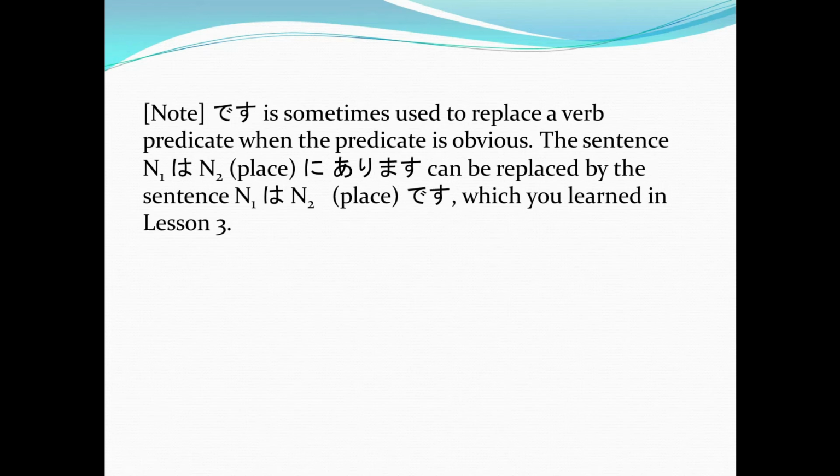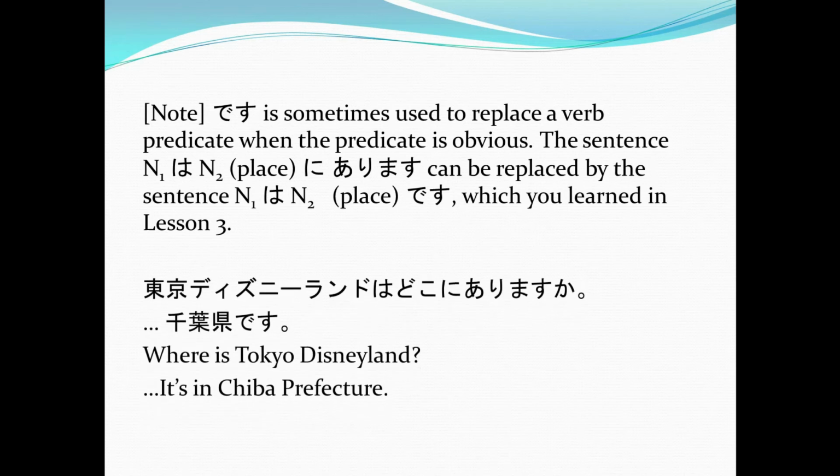For example, Tokyo Disneyland wa doko ni arimasu ka? Or where is Tokyo Disneyland? So, we could say Chibaken ni arimasu, or if you want to answer shortly, Chibaken desu. Or in English it's the same as saying it's in Chiba Prefecture. Note that you can only replace arimasu with desu, but never ever replace imasu with desu. You got that? I hope you do.